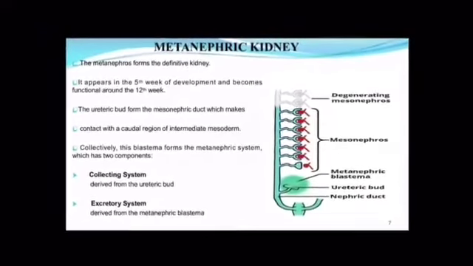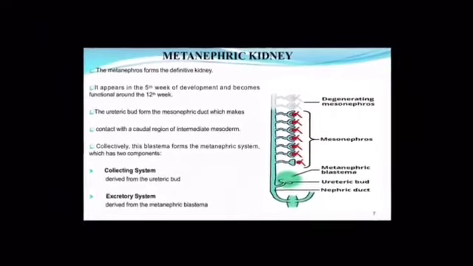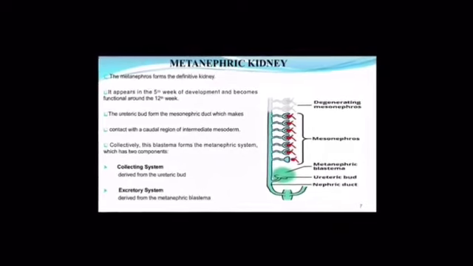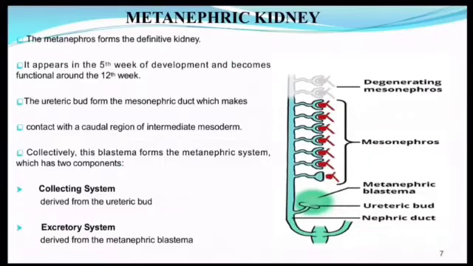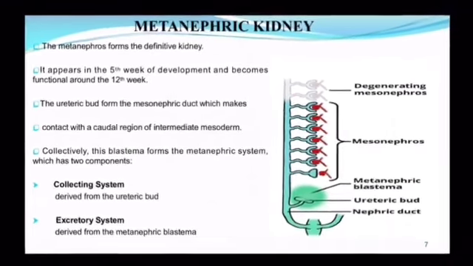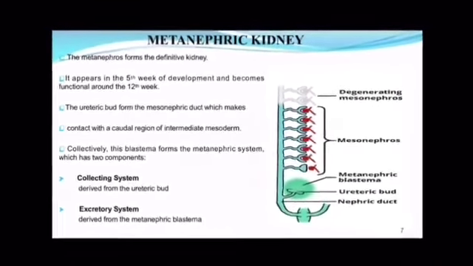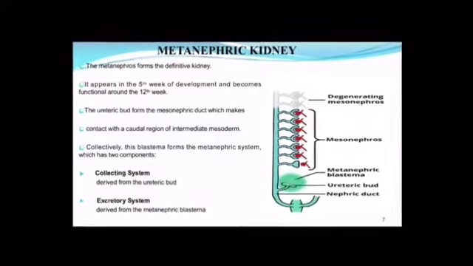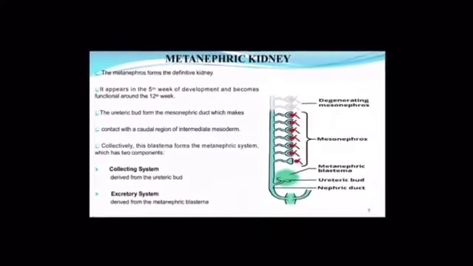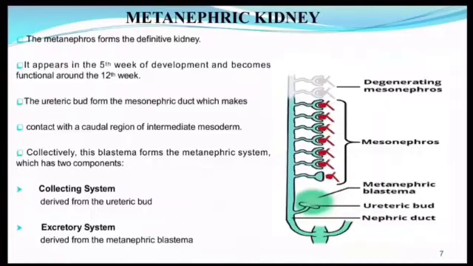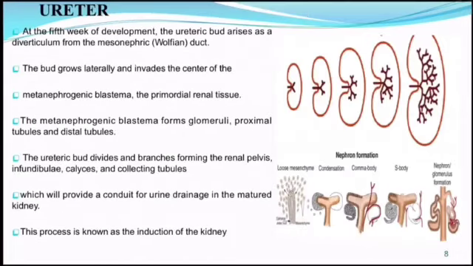And looking at the metanephric kidney, the metanephros forms the definitive kidney, and appears at the 5th week of development and becomes functional around the 12th week. Then the ureteric bud forms from the mesonephric duct, which makes contact with a caudal region of intermediate mesoderm. Collectively, this blastema forms the metanephric system, which has 2 components: the collecting system and the excretory system.